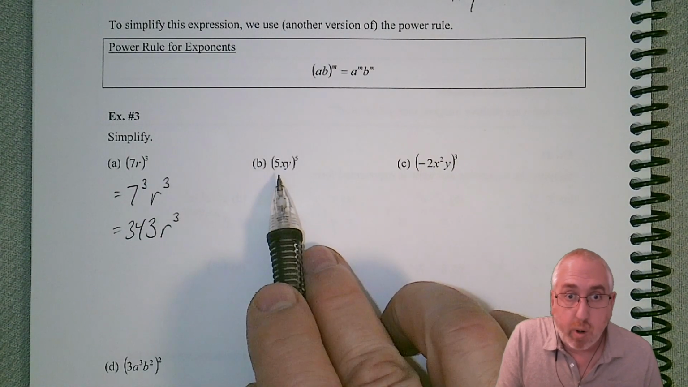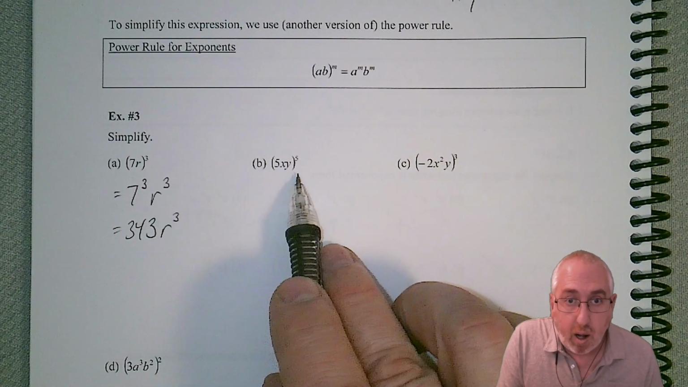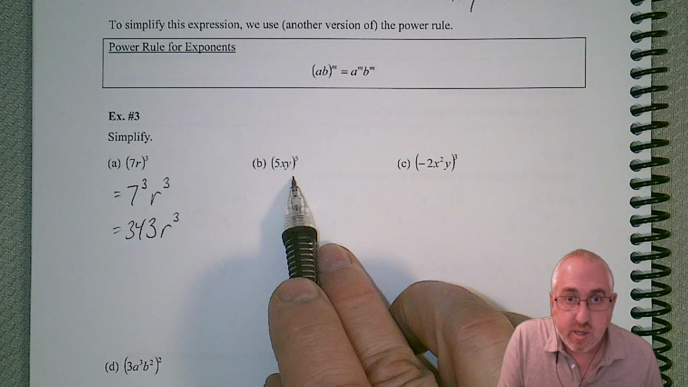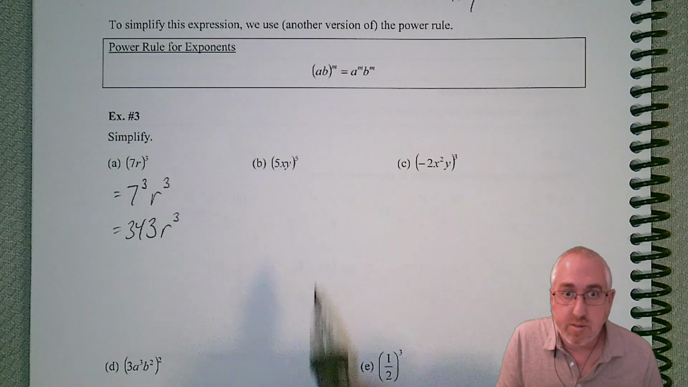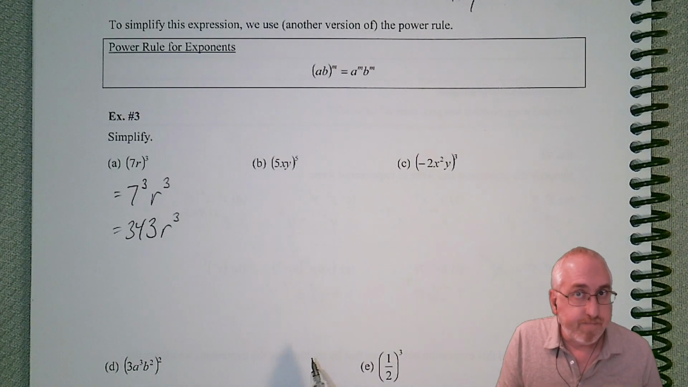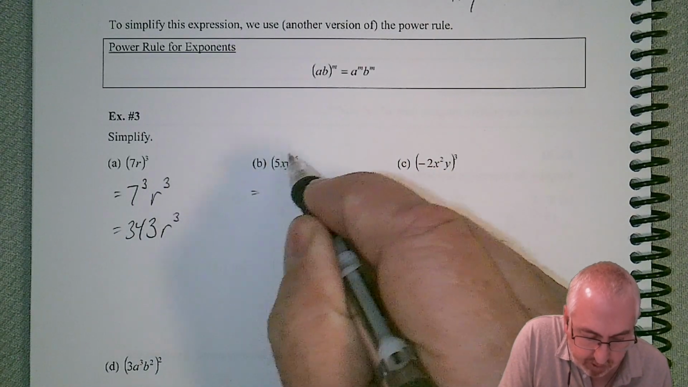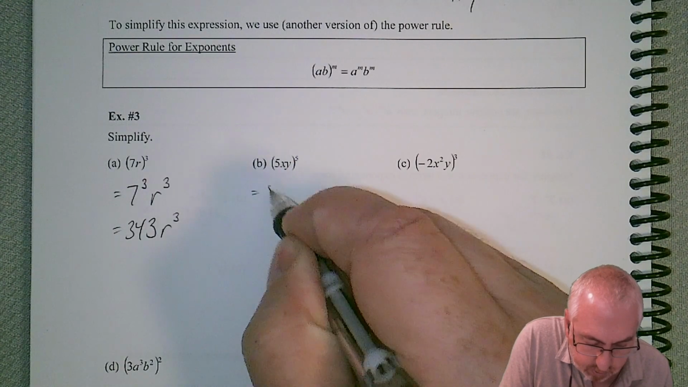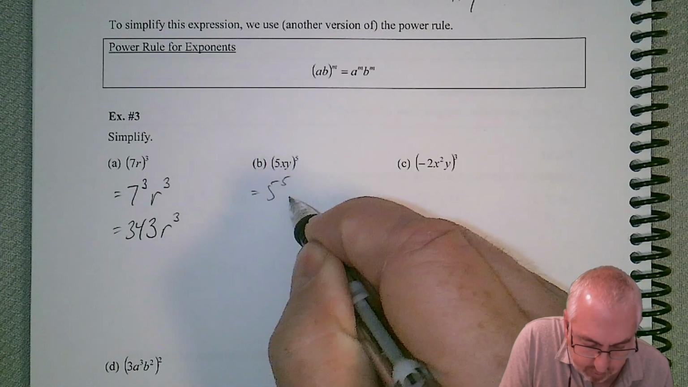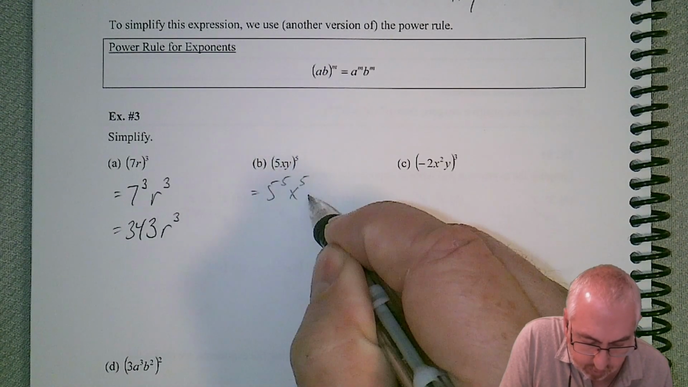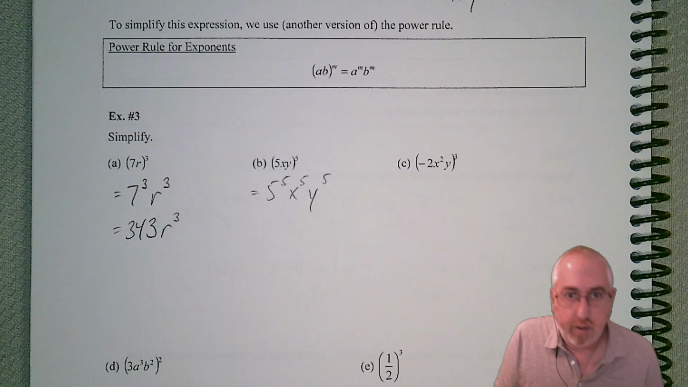So what about this next one? 5xy all on inside of the parentheses, and we got a 5 for an exponent on the outside. Well, you do want to do the same step. You want to distribute it to all three of those things. So 5 to the 5th, x to the 5th, and y to the 5th.